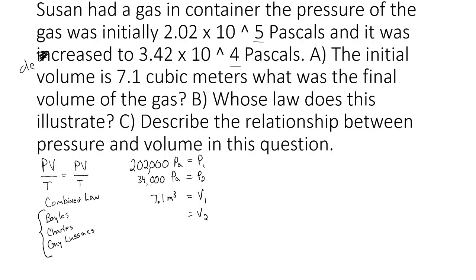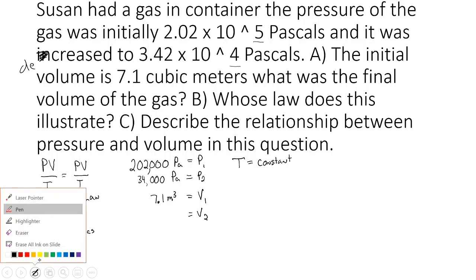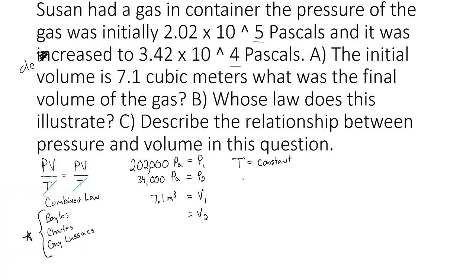Now there's no mention of temperature, so I'm going to assume that temperature is constant. I know it's not specifically stated, but since it's not stated, we're going to assume that, with the idea that it's got to be one of these three gas laws. So if we set this up, T remains constant. As I begin to solve, we can eliminate T. So we've got P1V1 equals P2V2. P1 is 202,000 times V1 of 7.1 equals P2, which is 34,000, times V2.